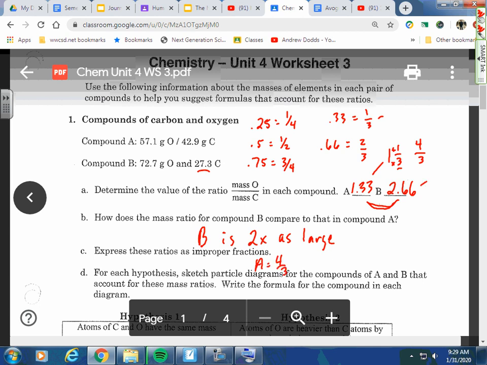And then for B, this is the same thing as 2 and 0.66, or 2 and 2/3. If I do the same thing, 3 times 2 is 6, plus 2 is 8 over 3. So those are the improper fractions. Okay? We had all that. We did that.